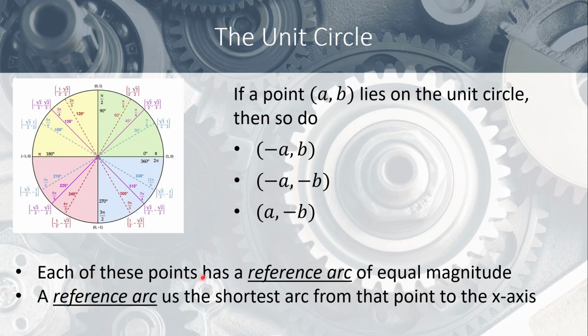Also, each of these points has a reference arc of equal magnitude. Now, what is a reference arc? Well, a reference arc is basically the shortest arc from that particular point to the x-axis. So you can see the reference arc for (A, B). This would be the reference arc for the same point for (-A, B). This would be the reference arc for (-A, -B). And of course, this would be the reference arc for (A, -B).